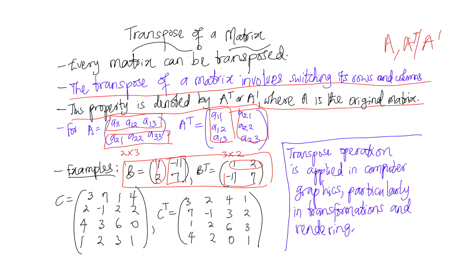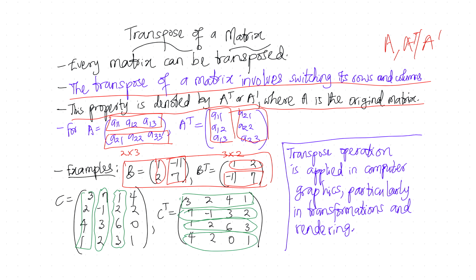And that's just it. Then again, if we take a matrix C, which is 3, 7, 1, 4, 2, minus 1, 2, 2, 4, 3, 6, 0, 1, 1, 2, 3, 1. When you transpose that, the first column, 3, 2, 4, 1, becomes the first row in the transpose. The second column, which is 7, minus 1, 3, 2, becomes the second row in the transpose. Then the third column in C becomes the third row in the transpose. And lastly, 4, 2, 0, 1, which is the fourth column, becomes the fourth row in the transpose. And that is basically the idea of a transpose.